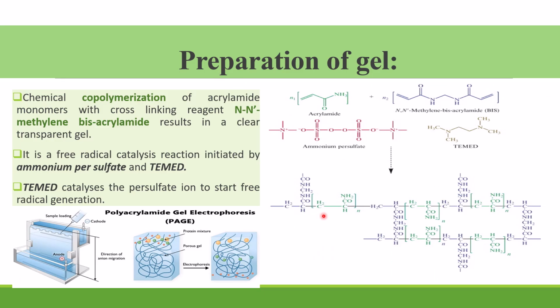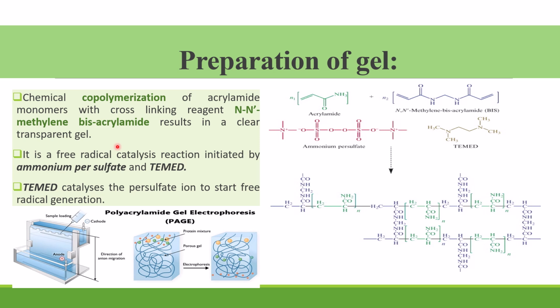Preparation of gel. Here comes the reasoning portion. Acrylamide is made by chemical copolymerization of acrylamide monomers with cross-linking reagents, N,N'-methylenebisacrylamide. You have to remember, acrylamide and bisacrylamide will result in a transparent gel. When they meet, they will form a gel.